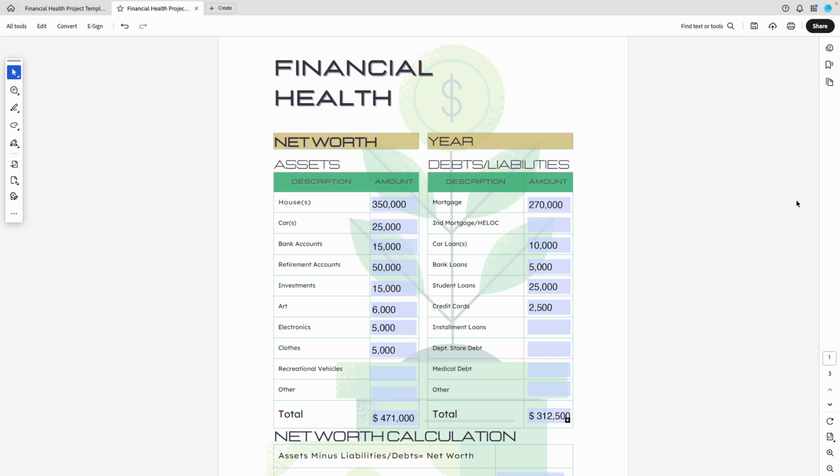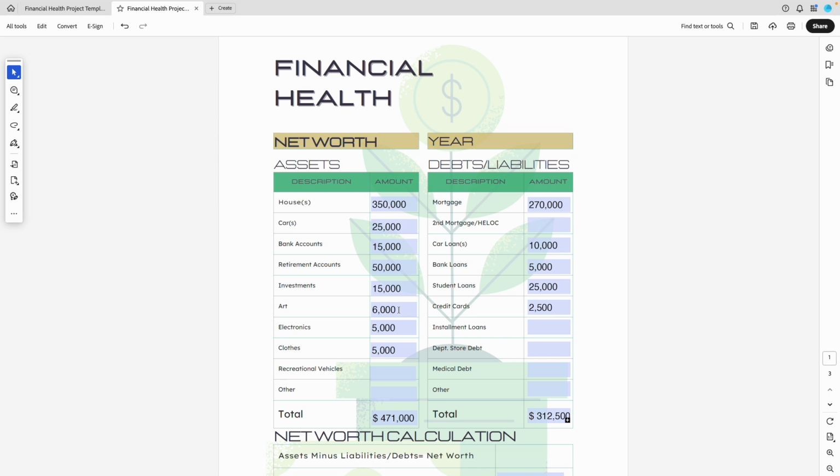All right, they purchased a house a while ago, and now it's worth $350,000. Excellent. They have a car that's worth $25,000. So we find what our assets are, and we put them on this side. They have a retirement account of $50,000. Very good. They have some investments at $15,000. Certainly an asset. Excellent. A little bit of art that they purchased over the years from some art gallery, and we'll put that at $6,000.